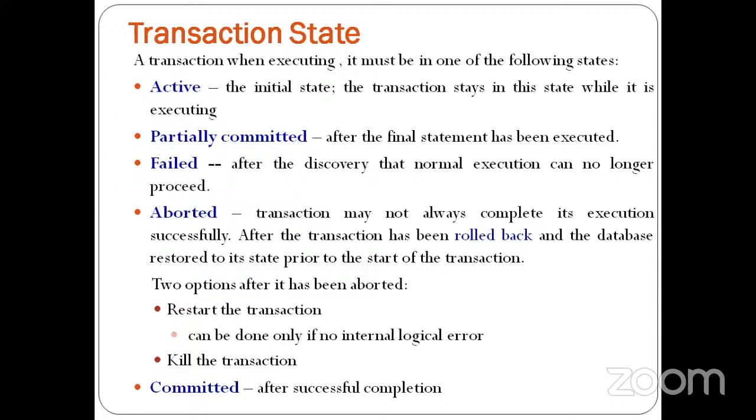So the active state is the initial state. The transaction stays in this state while executing. While doing any transaction, this is the initial stage where the transaction stays. Next, partially committed. Committed means successfully done, right? Partially committed is after the final statement has been executed. Next, failed. What is the meaning of failed? It is after the discovery that normal execution can no longer proceed.